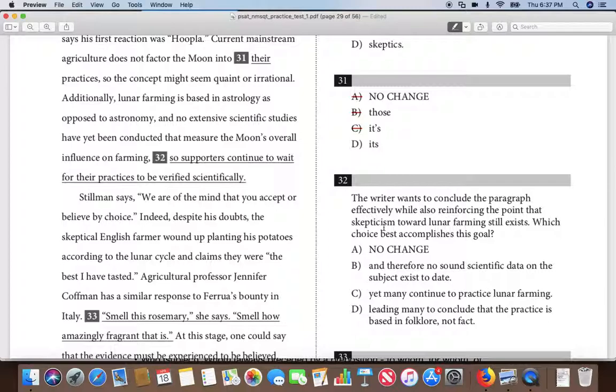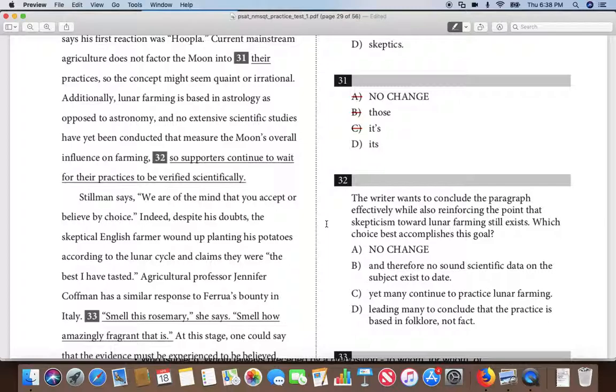The writer wants to conclude the paragraph effectively while also reinforcing the point that skepticism towards lunar farming still exists. Wow, this is specific. You're getting some tough questions here, Ava. What answer choice are we looking for? One that effectively concludes the point while also reinforcing that skepticism towards lunar farming still exists. That's awful specific.